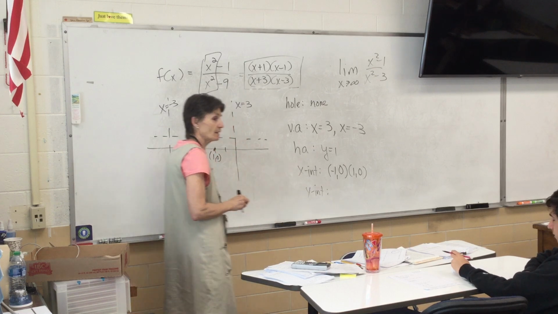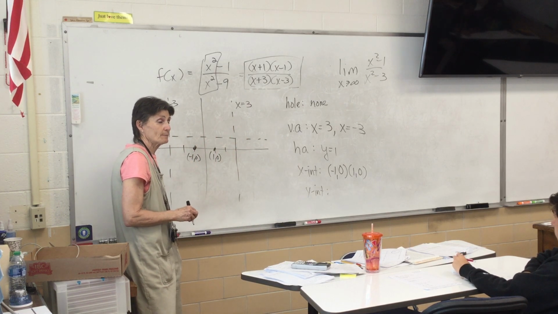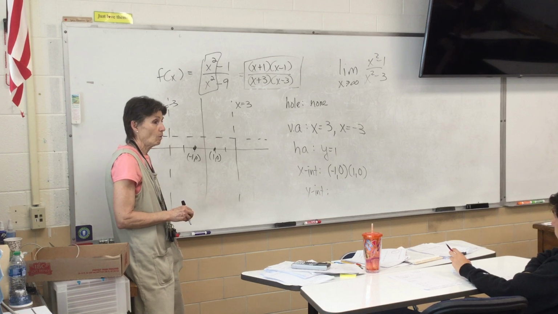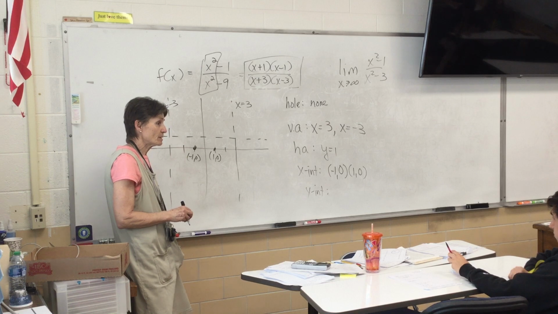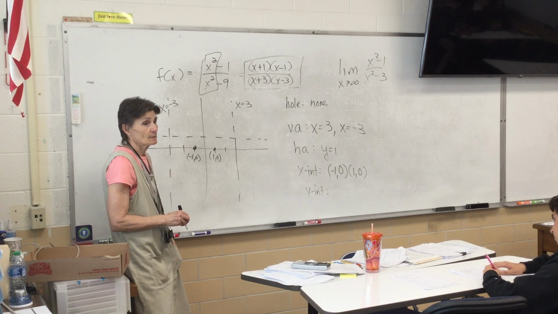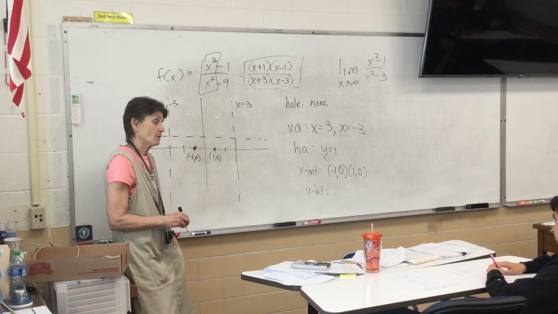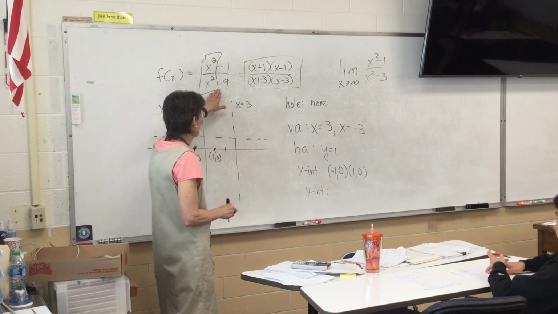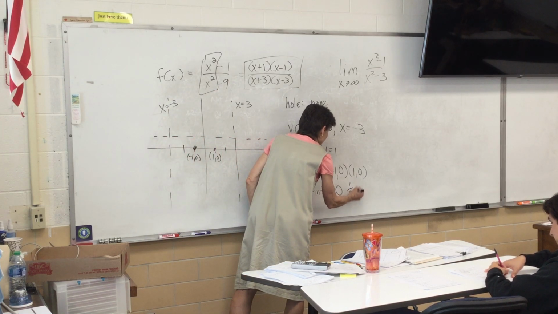Now, there's only one thing left, and that's the y-intercept. How do I find the y-intercept? Always, no matter what the equation is. Trigonometry, logarithms, anything. How do I find the y-intercept? Let x equal 0. If I plug in 0, my y-intercept is (0, 1/9).